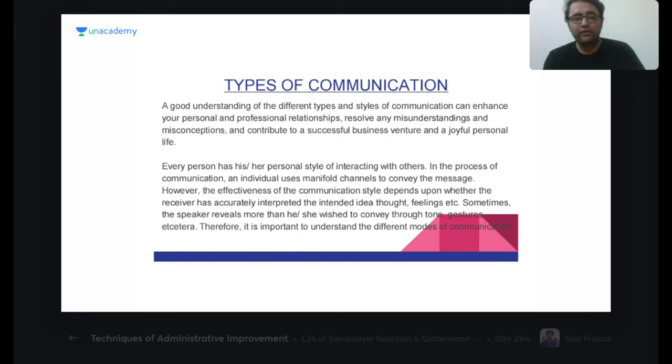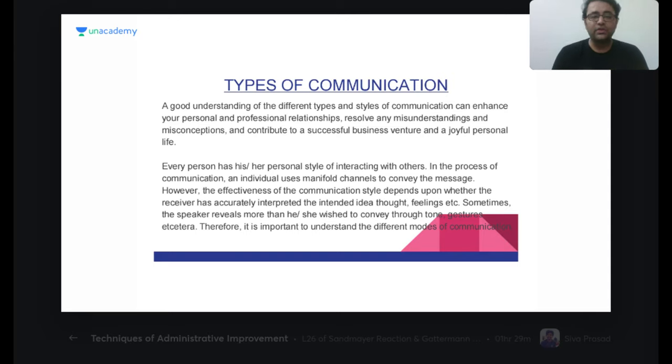Okay. A good understanding of the different types of styles of communication can enhance your personal and professional relationships, resolve any misunderstandings and misconceptions, and contribute to a successful business venture. Yes, Ajit, WhatsApp. Yes, WhatsApp is also non-verbal. Yes, but when you send voice messages, that becomes verbal communication. Good. Okay. So every person has his or her personal style of interacting with others.